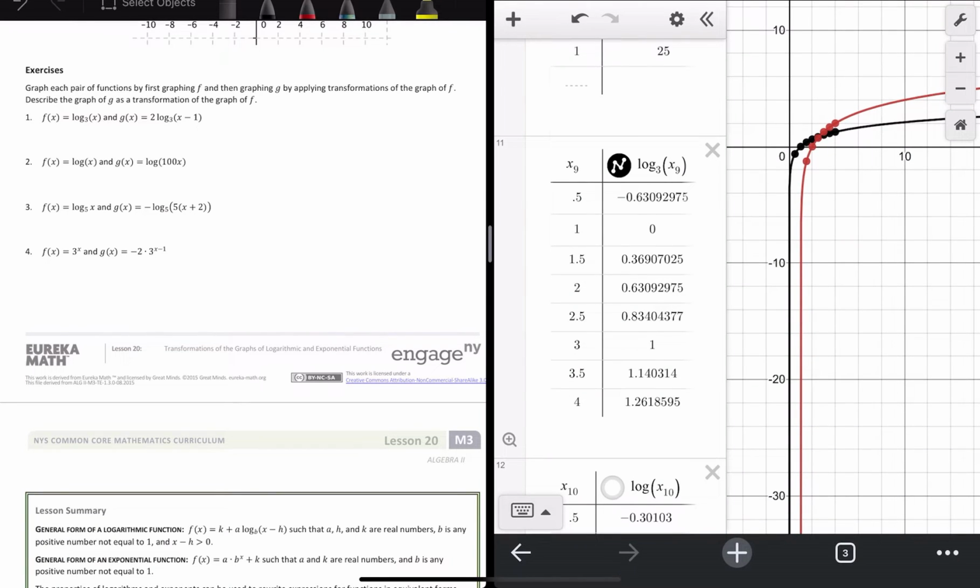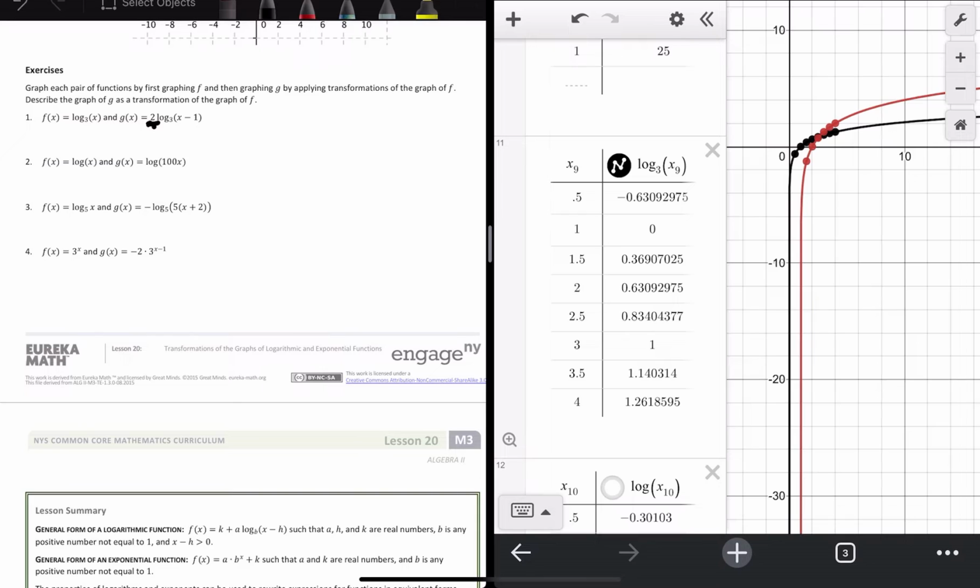Okay, so we can tell that's probably going to be a horizontal scaling. Doesn't look like there's going to be a vertical or anything. But let's just look at the factors. Let's see what's going on. So here we have a multiplied by 2.